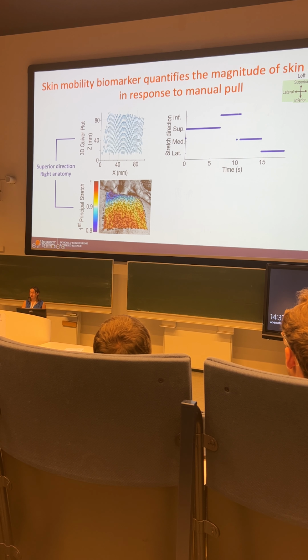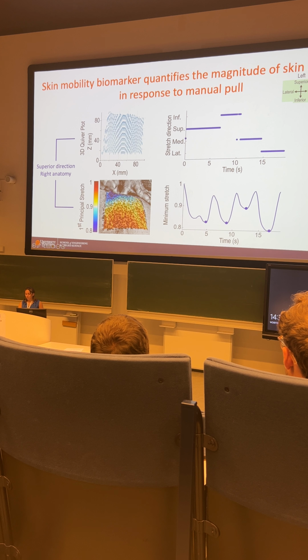Next, we examine the first principle stretch, which quantifies the change in distance between tracked pixel points of the 3D point cloud. A stretch value of 0.8 depicts a 20% compression between tracked points, while a value of 1 depicts no change. We can see a lower stretch value or a larger compression is observed near the point of manual pull, as indicated by that dark blue color.